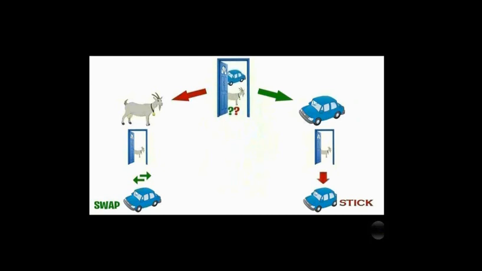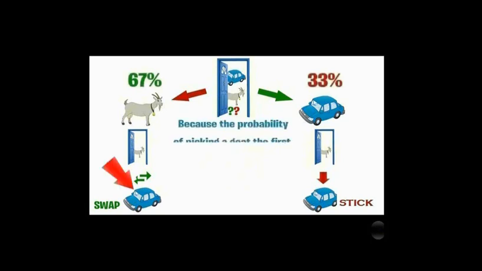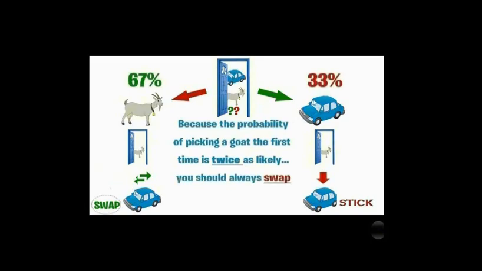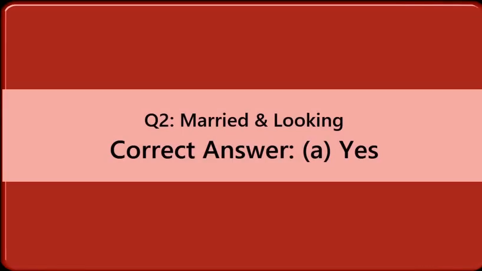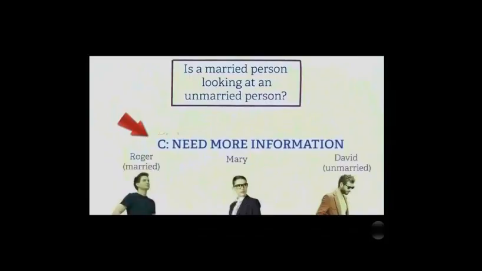Now, if you know which one you picked, it's very easy. If it turned out to be a goat, you would swap. If it turned out to be a car, you would stick. But of course, you don't know that. But there is a 67% probability that you would pick a goat and only a 33% probability that you would pick a car. Therefore, because the probability of picking a goat the first time is twice as likely, you should always swap.